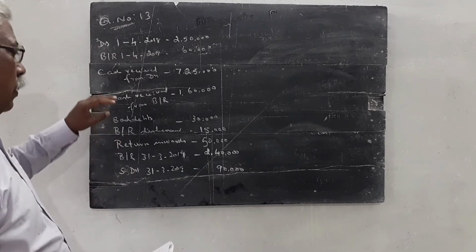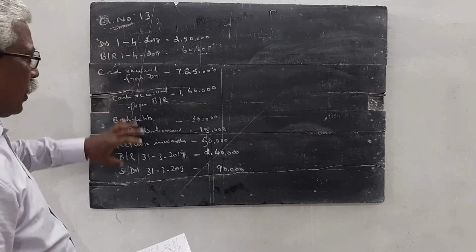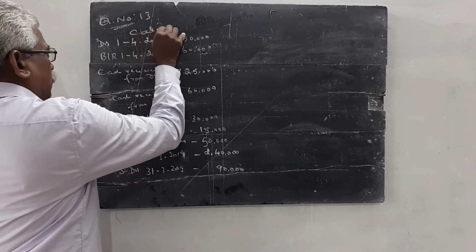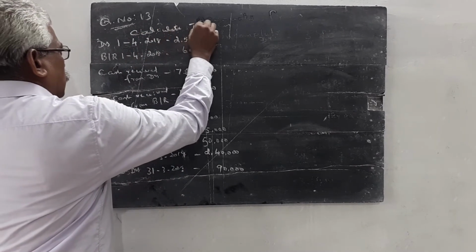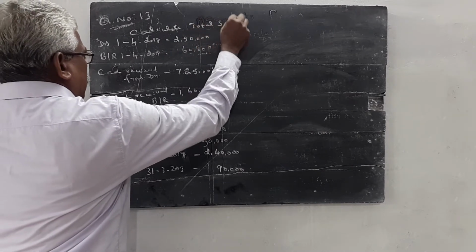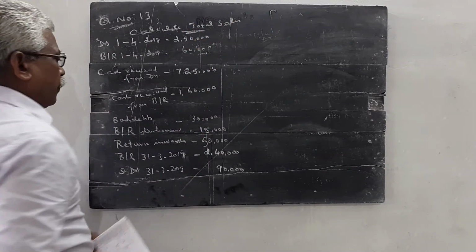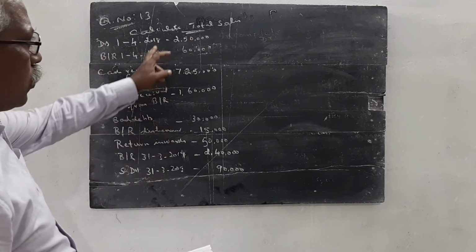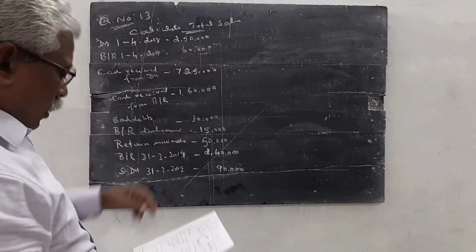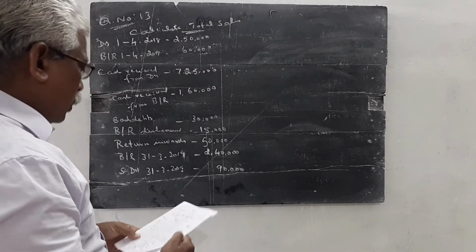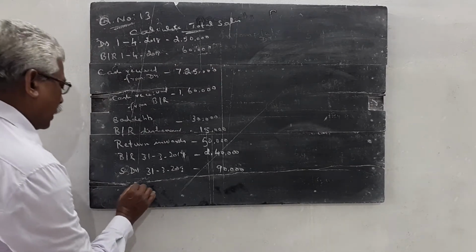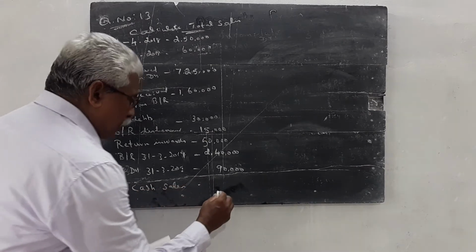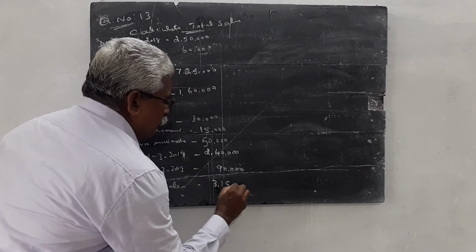Once again, from the above information, we have to calculate total sales. Calculate total sales from the given information. Then, in this question, there is one more information. Cash sales is equal to 3,15,000.